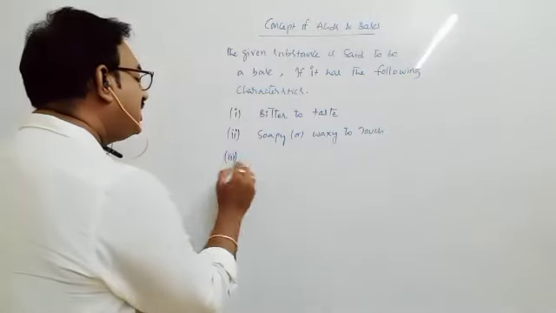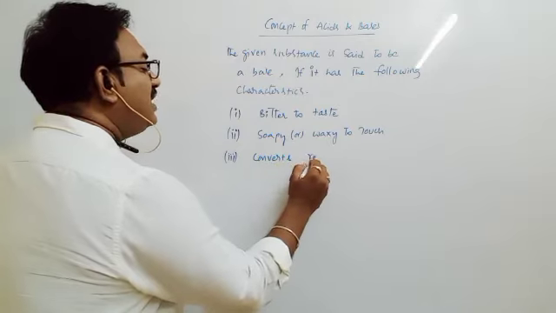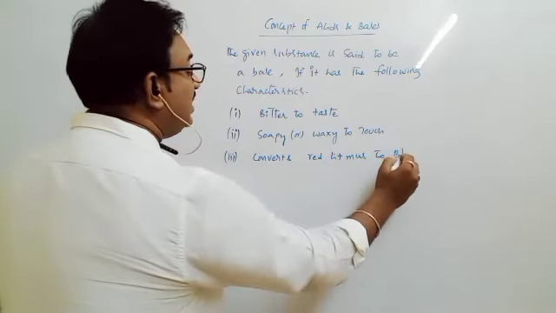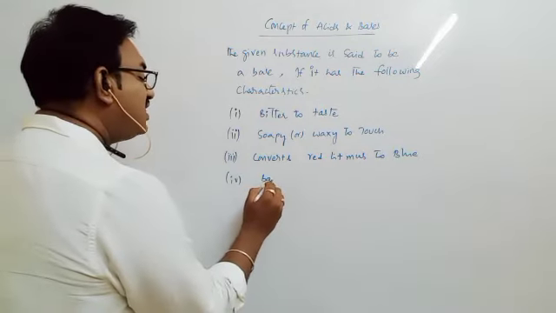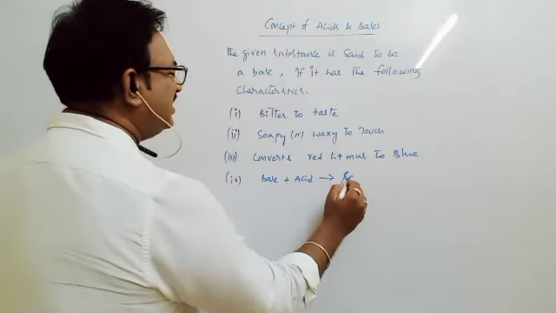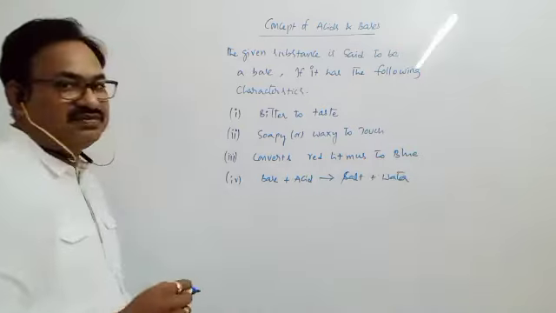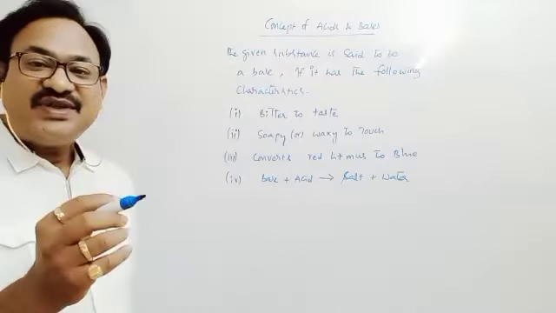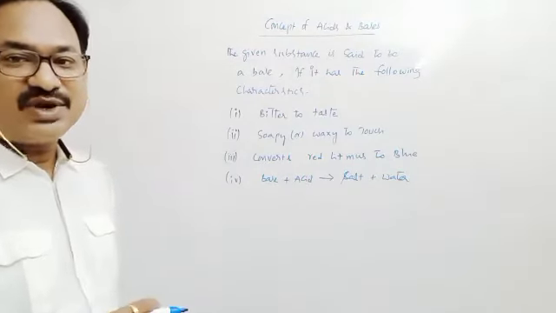Next, a base converts red litmus to blue. The fourth point: when a base reacts with an acid, as usual, neutralization gives a salt and water. These are some basic characteristics of a base. A given substance is said to be a base if it has these characteristic properties.